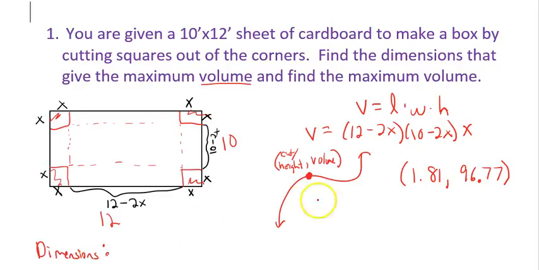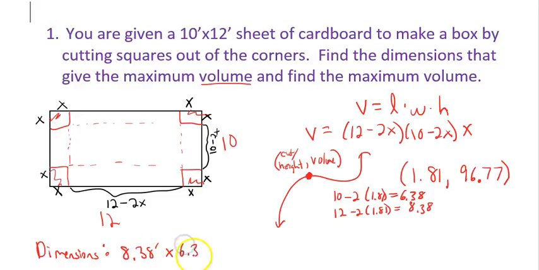And so to figure those out, I need to plug that 1.81 into the 12 minus 2x and the 10 minus 2x. And so if I say 10 minus 2 times 1.81, I get 6.38. And 12 minus 2 times 1.81, I get 8.38. So my dimensions are 8.38 feet by 6.38 feet by 1.81 feet. And that is our length times width times height.